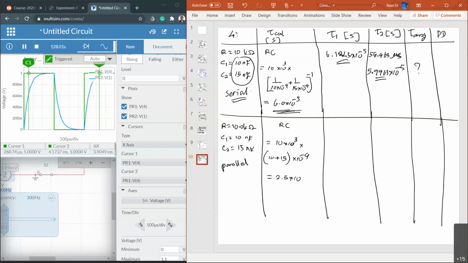2.5 times 10 to the negative 4, which means about like 25 millisecond, right? So roughly about 25 millisecond. Make sense? Not 25 millisecond, actually 0.25 millisecond. 0.25 millisecond. Okay, now let's go back to the simulator.